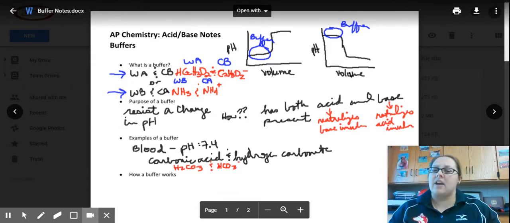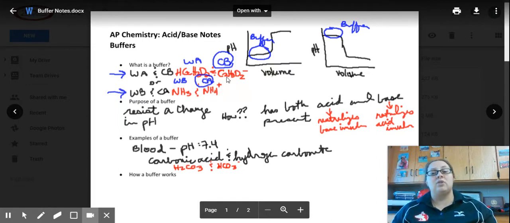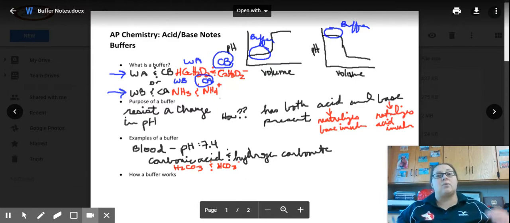Another thing you can look out for is a salt, because if you remember from our previous lecture about salts, a conjugate base or a conjugate acid is a salt. A salt conjugate base here would be sodium acetate rather than just the acetate ion. A conjugate acid salt here would be ammonium chloride rather than just the ammonium. So when you see salts, those are your conjugate bases and conjugate acids. And when they're paired with a weak acid or weak base in the same solution, then you have a buffer.